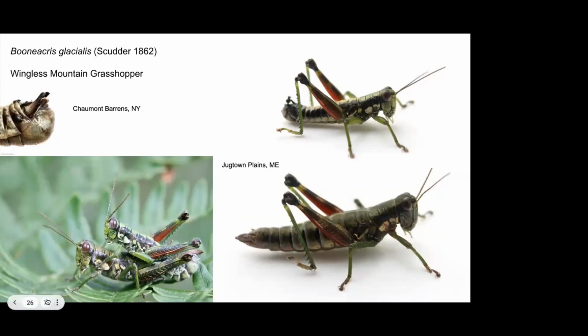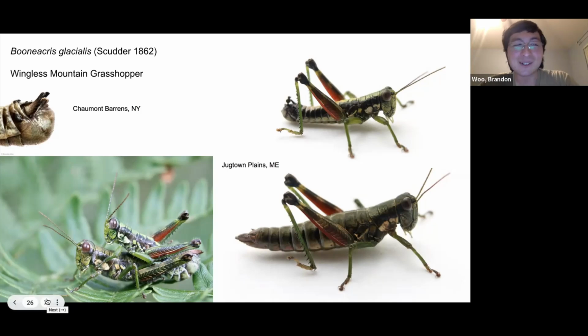Thanks. All right. Yeah. Sorry for running over. I'll try to get through some of this as quickly as I can. So Buniacris is a cool species. These are mostly found at Jugtown Plains, which is another MES field day we did, oh boy, quite a few years ago. This is a species that's completely wingless, not even wing buds at all, and they're kind of found up in northern regions, and they tend to be associated with Rubus, blackberries.